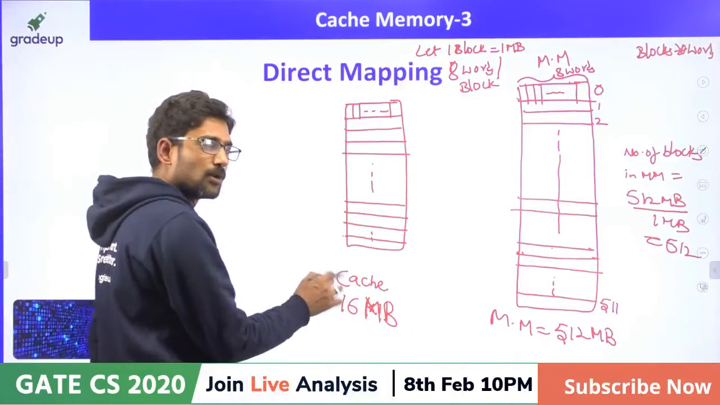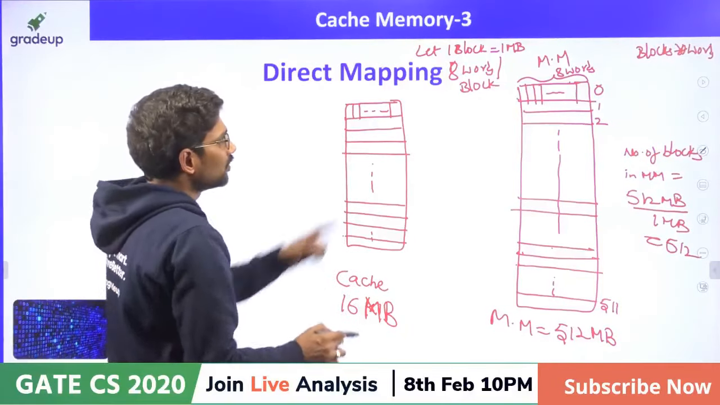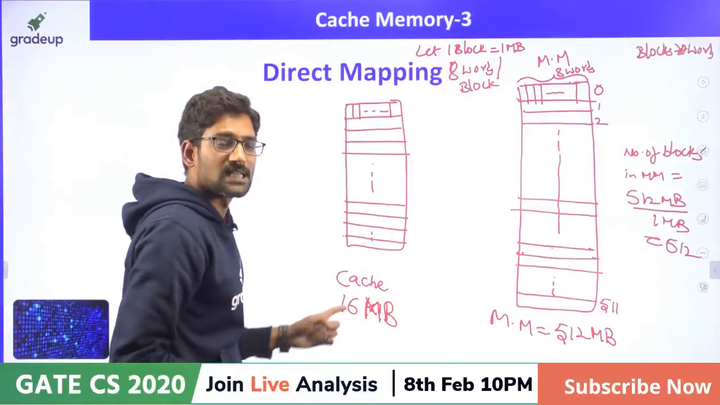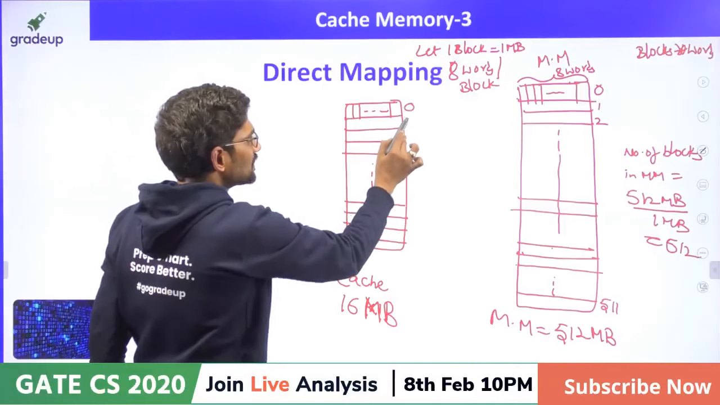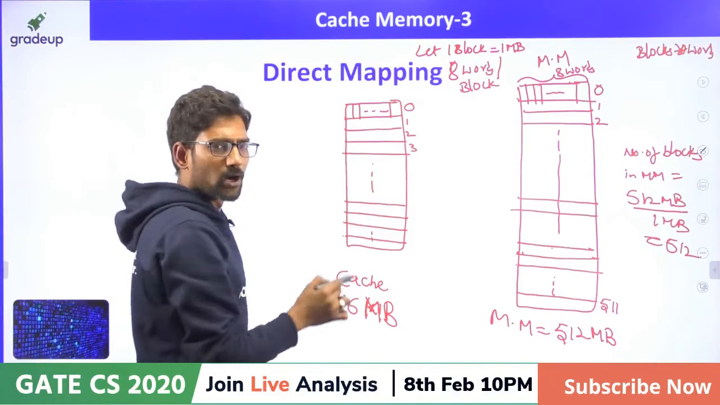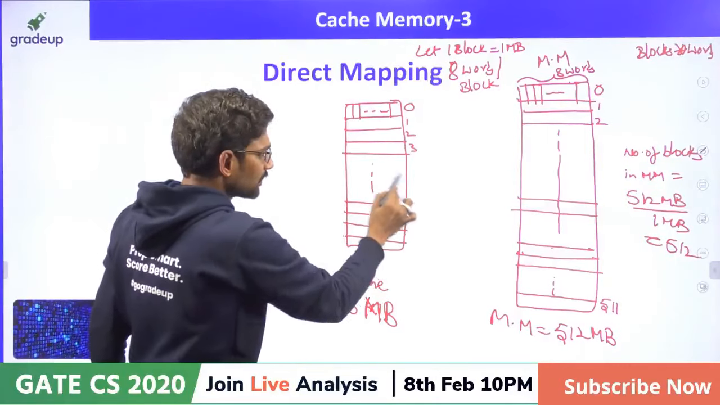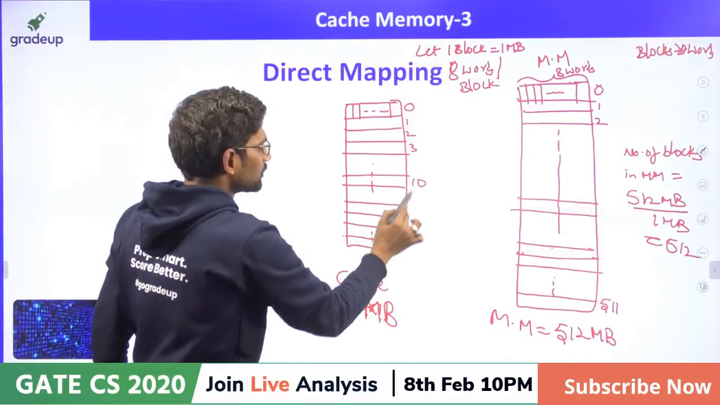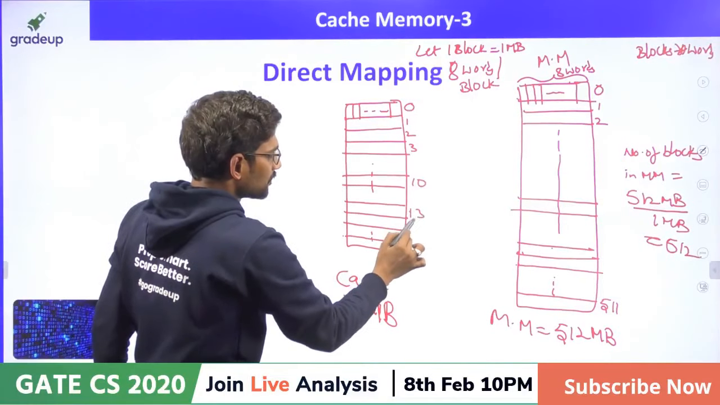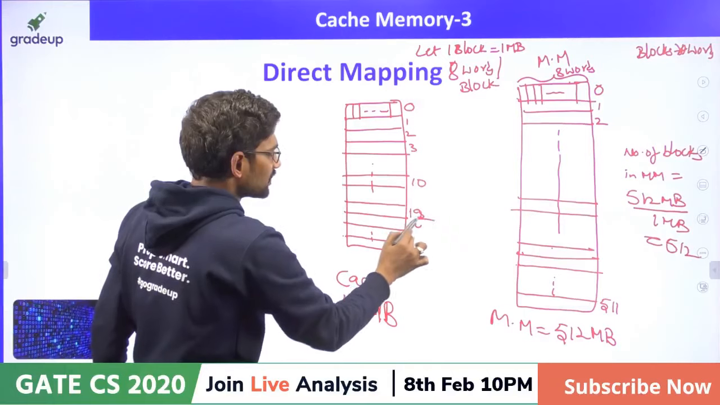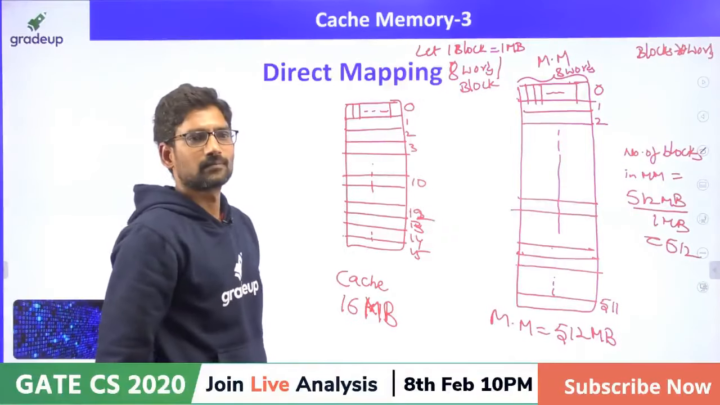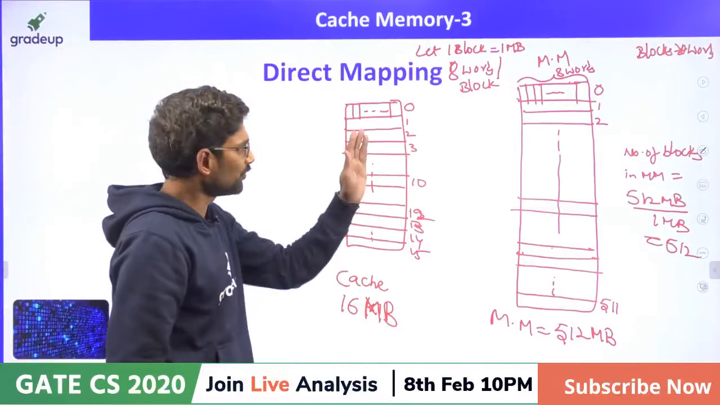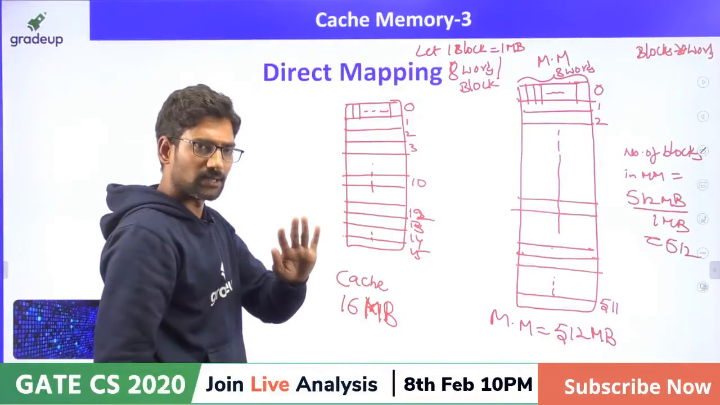Similarly, how many blocks will be there in cache memory? 1 MB is the block size, 16 MB cache. So how many will be there? 16 blocks numbered from 0 to 15. 0 to 15, right? Till this clear?